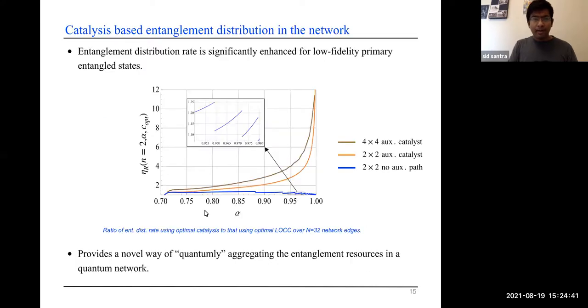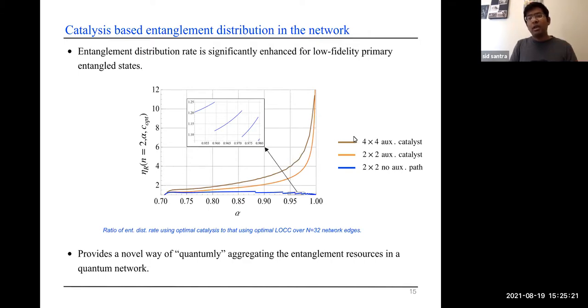And so to show that, one can plot this ratio of the entanglement distribution rate over, in this case, 32 network edges, using catalysis to using the optimal LOCC. And we see that as the states get more corrupted because of the polarization dependent loss, so alpha tending to 1, one gets up to an order of magnitude improvement in the entanglement distribution rate.